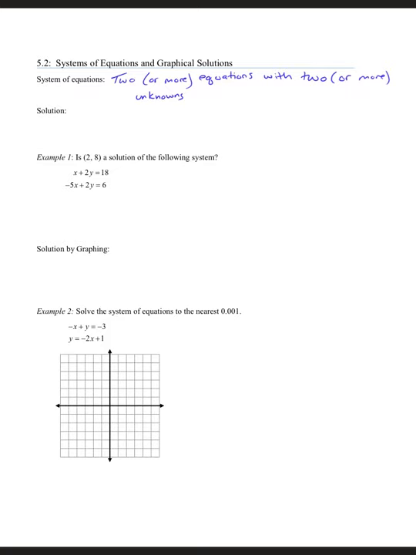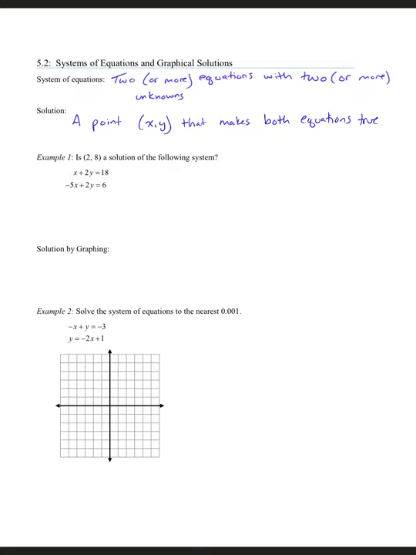What a solution is, just like we've talked about in the previous sections, it's going to be a point x comma y. But typically it just has to make one equation true. But now our solution has to make both of our equations true. A point x comma y that makes both equations true. So it has to be true for the whole system, not just one or the other.